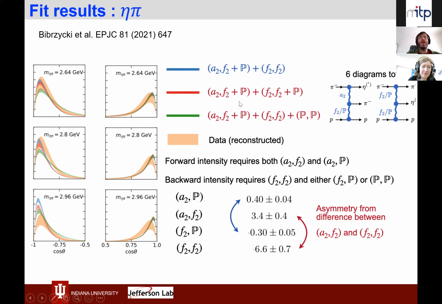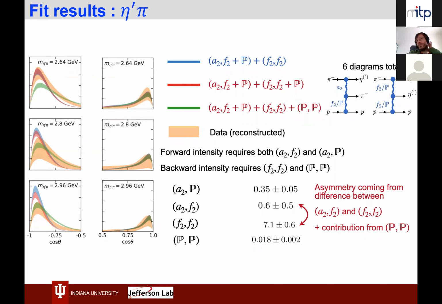And then you can start fitting. You can decide, okay, these are the models, these are the combinations of the possible exchanges, and see which ones contribute. And let's see if we have this Pomeron contribution. And actually what we found is that this Pomeron is more or less needed, not for the eta pi channel, but for the eta prime pi.